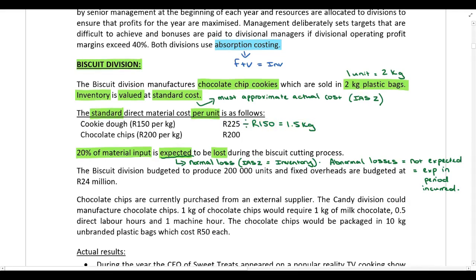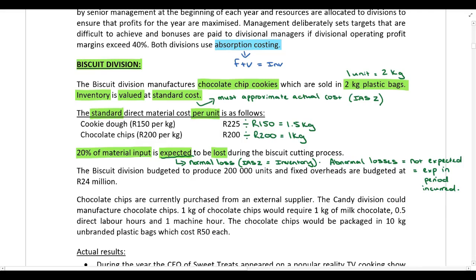Let's do the same thing for the chocolate chips. According to the standard, they should cost 200 Rand per kilogram, and we have a unit cost of 200 Rand. So if we take the unit cost and divide by the cost per kilogram, that's going to give us 1 kilogram. So according to the standard, they should use 1 kilogram of chocolate chips to produce 1 unit.